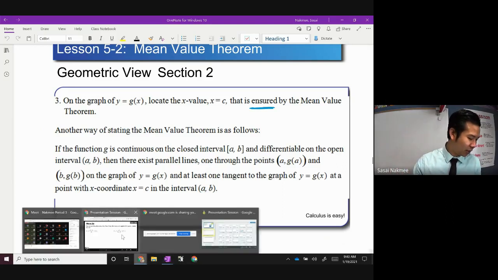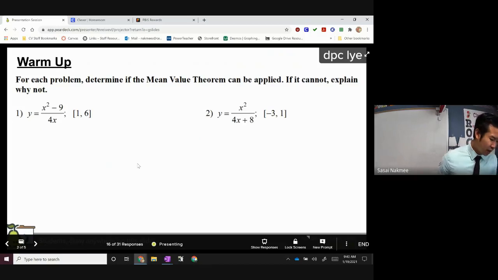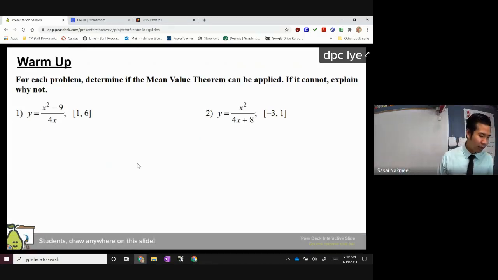So let's go ahead and take a look here, right? Looking at this function right here. The first one, x squared minus 9 over 4x. Is that continuous on the interval from 1 to 6? Well, remember, how can you tell if a function is continuous or not? It varies from problem to problem. So you can't just say, okay, this is the end all be all if this is continuous or not.